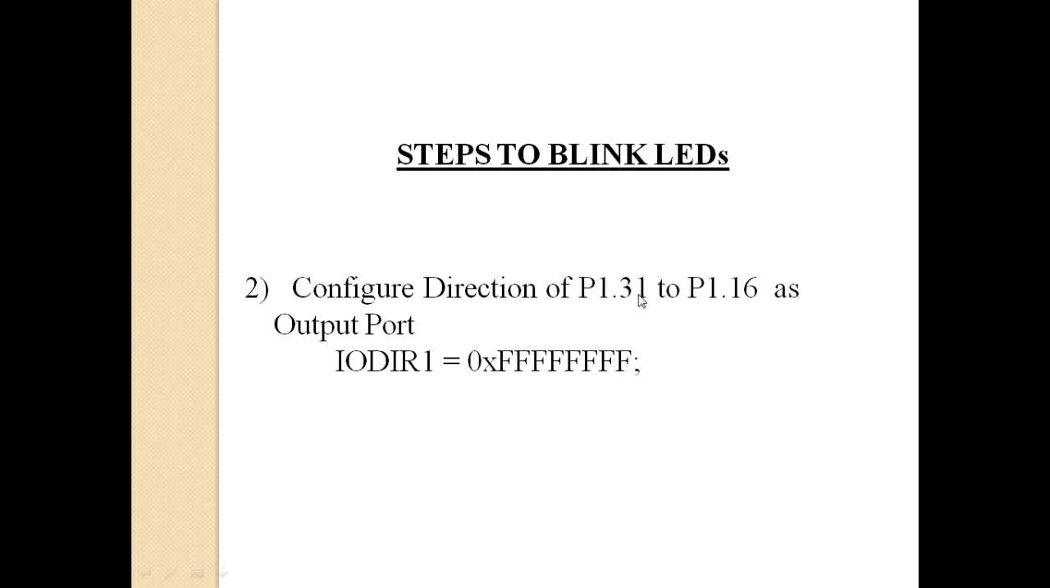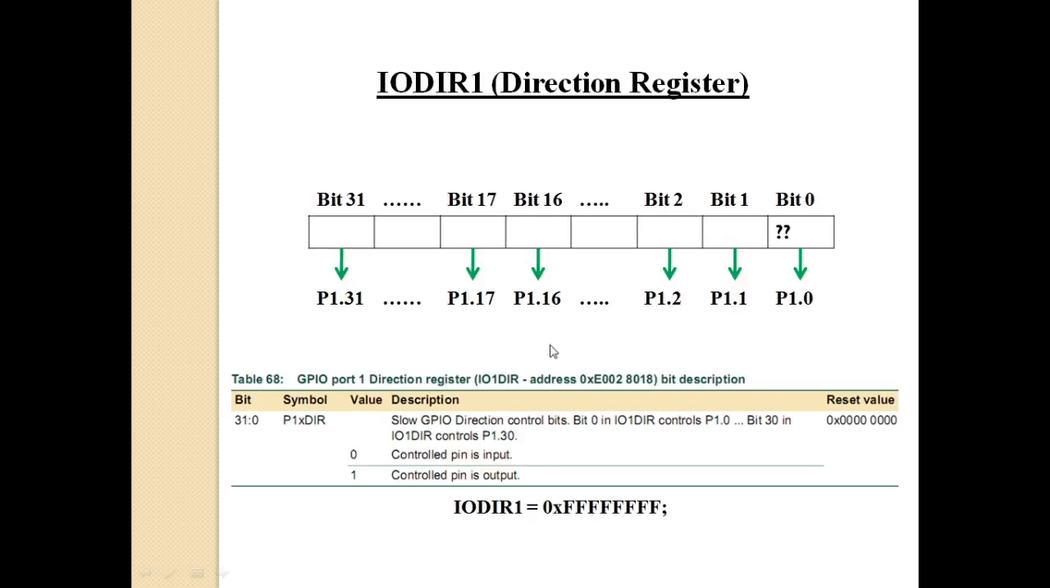So how will I configure that? For configuring the direction of a GPIO port, you use a register known as the IODIRX register. That X stands for the port number. In my case, I need to configure port 1, pins 16 to 31, as output. So I need to take a register known as the IODIR1 register. This is the letter O, it is not 0.